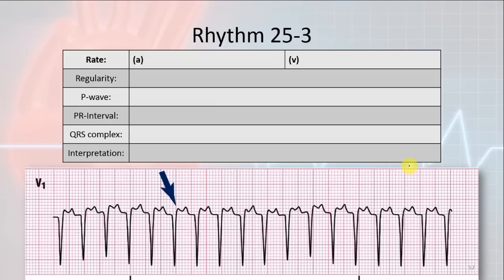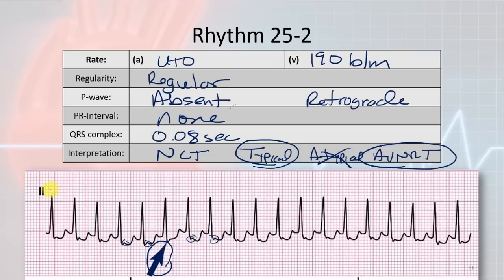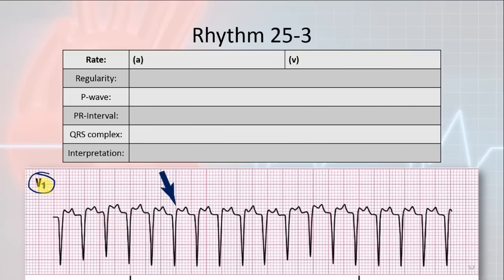Let's look at the next rhythm here. This rhythm here is the lead V1 of the previous rhythm strip. I'm just going to back up one. This is lead 2 of this rhythm. This is the same rhythm, but this is just lead V1. So the atrial rate, it's pointing out right here. This is my atrial depolarization right here. If we didn't have that, we'll just go with absent or unable to obtain at this time.